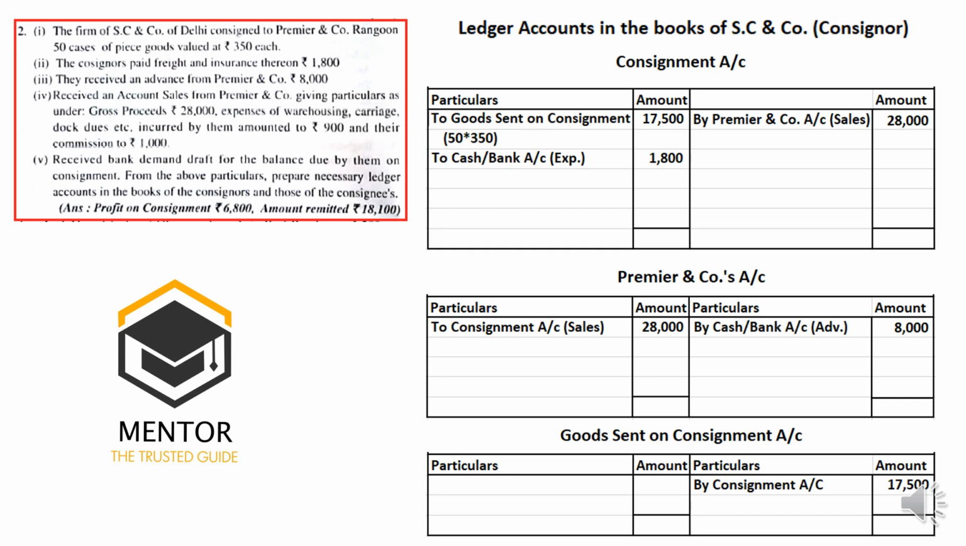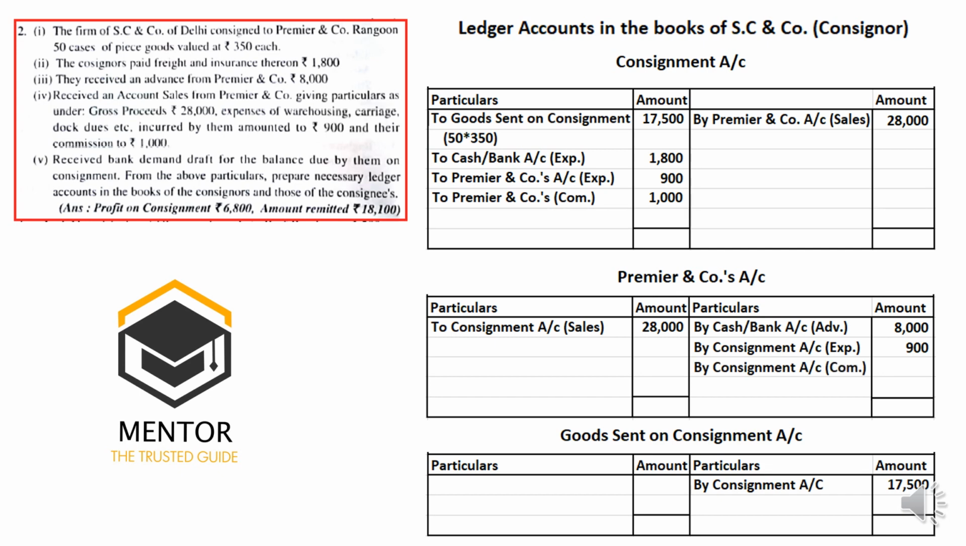Then the expenses incurred by the consignee. So in consignment account to Premier and Company, expenses 900, and in Premier and Company we write by consignment 900. In consignment account to Premier and Company, that is commission amounted to rupees 1000. At the same time in Premier and Company it will be credited by consignment 1000. So since we have prepared consignment account as well as Premier and Company, that is consignee account, it will be reflected in both the accounts. Then received a bank draft.